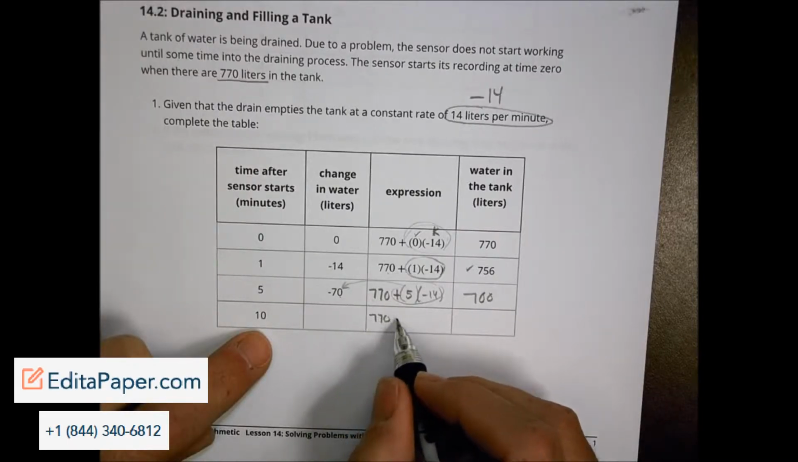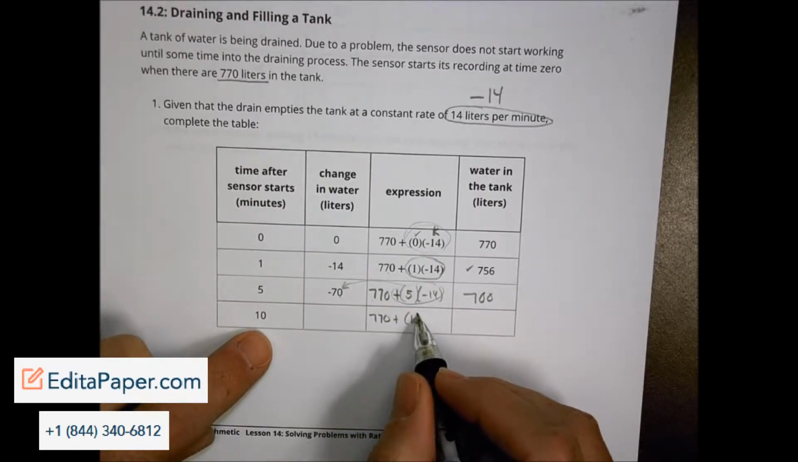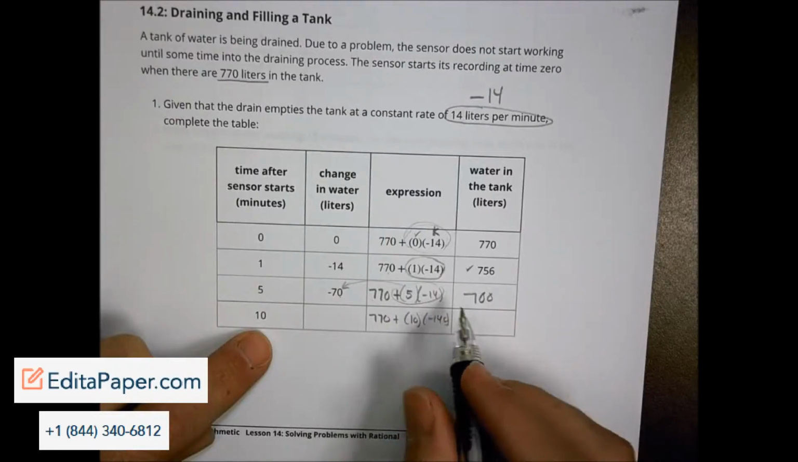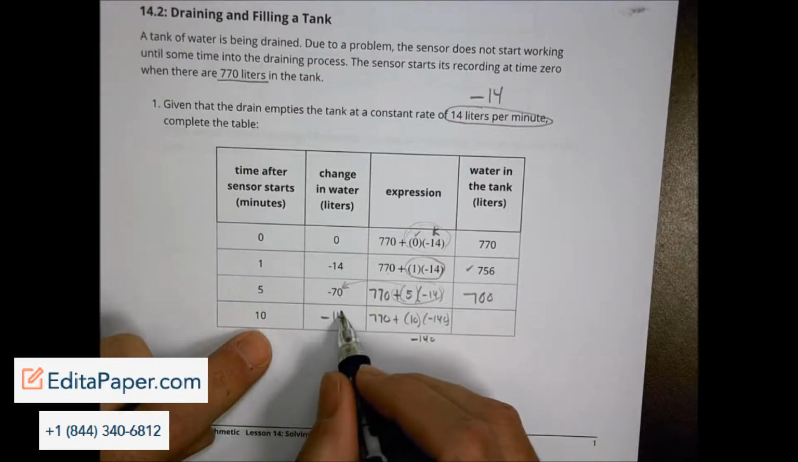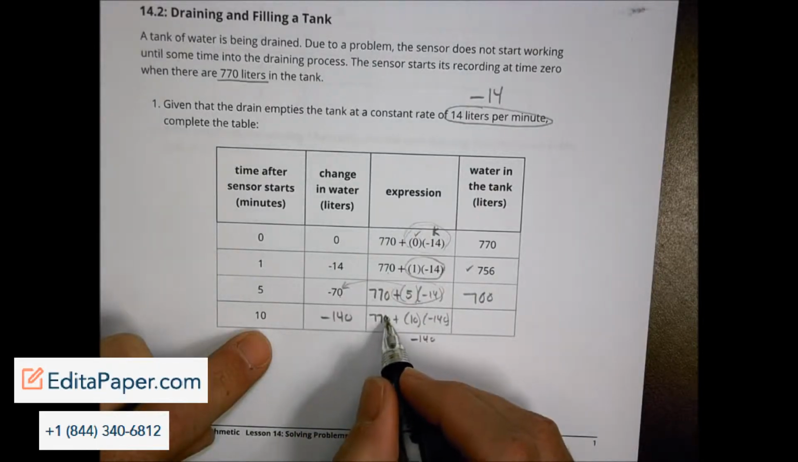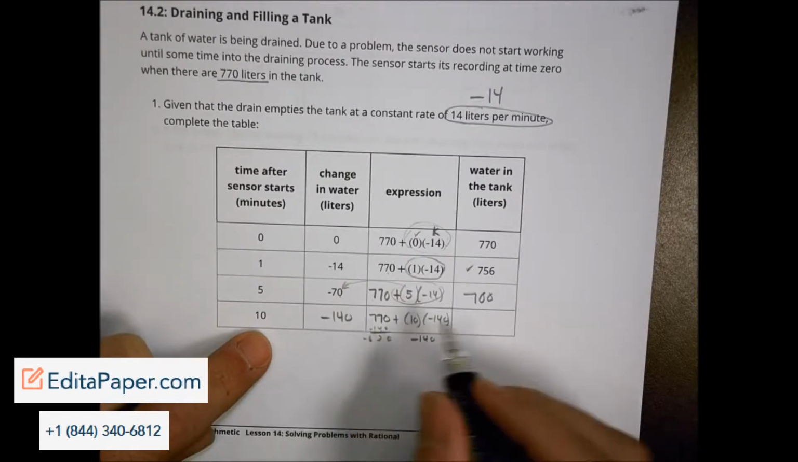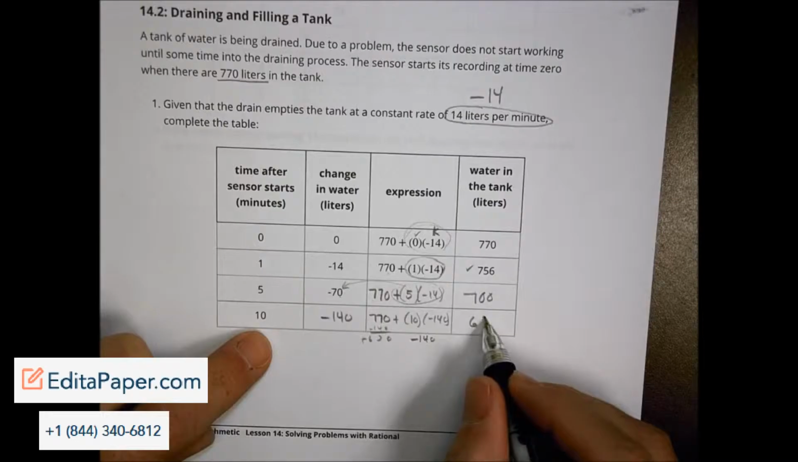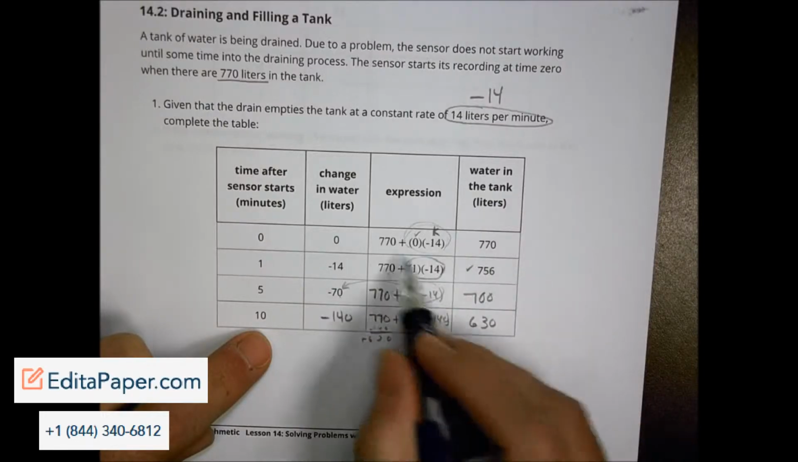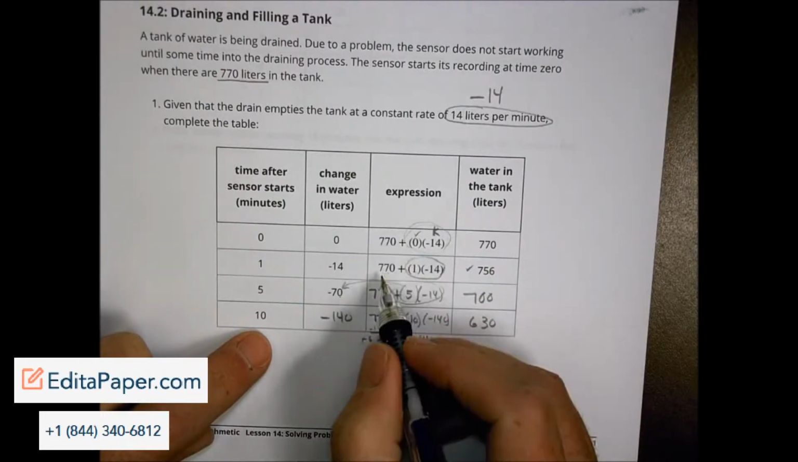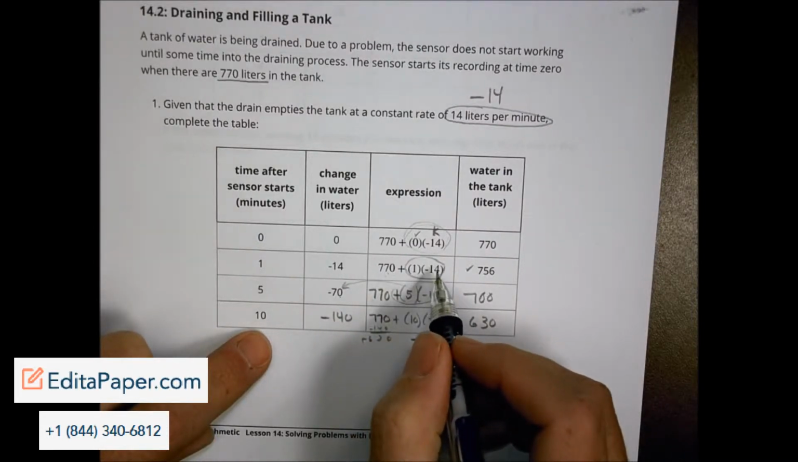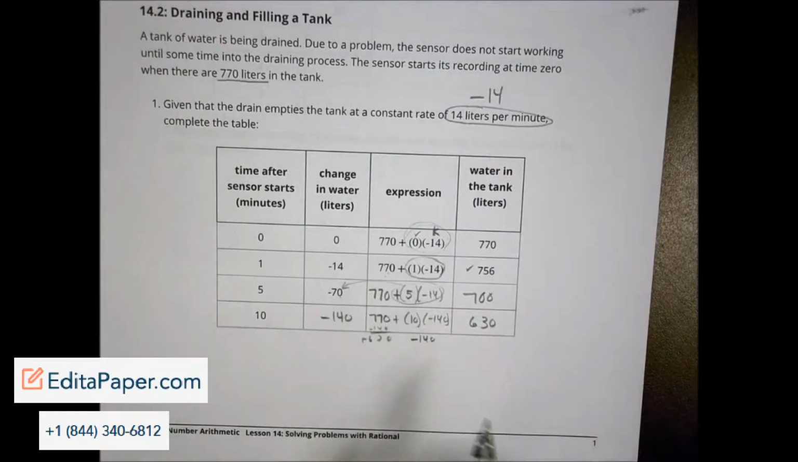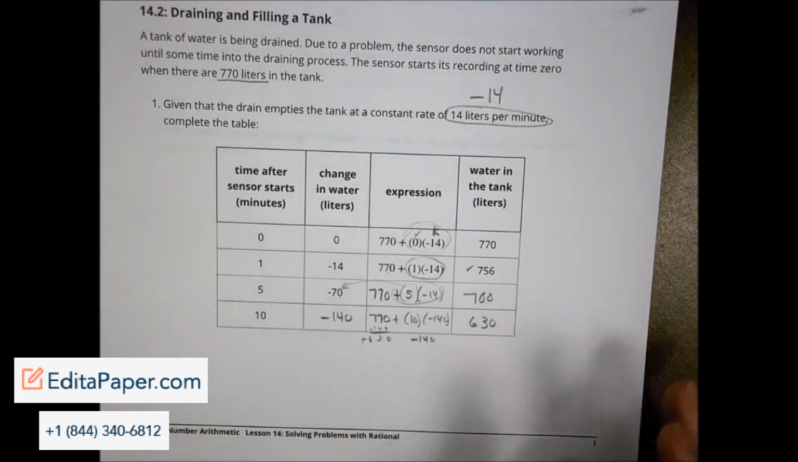And here, we do 770 plus 10 times negative 14. And 10 times negative 14 is negative 140. So that's the change, negative 140 from the original. So 770 minus 140 is actually equal to 630. Okay? So just a way of setting up the expression a little differently here, right? Where you have the initial amount and you're adding to that the change. And the change is going to be the rate times the number of hours or minutes in this case that it's gone on for.